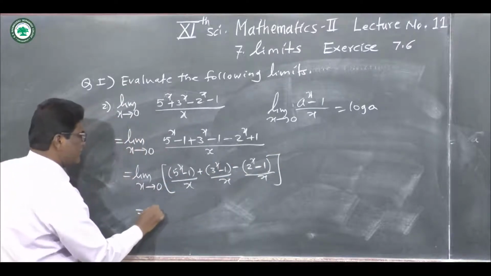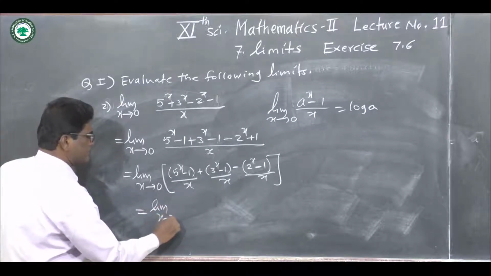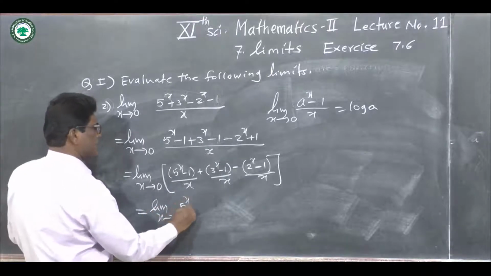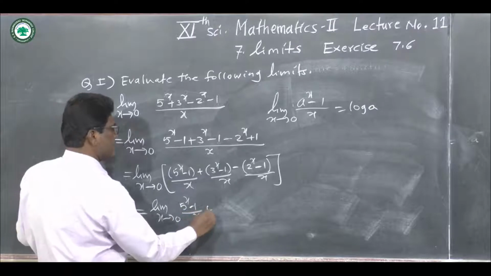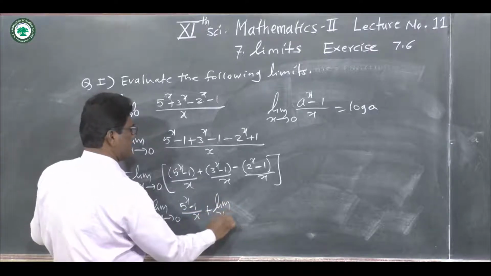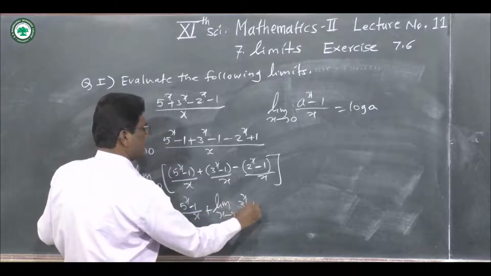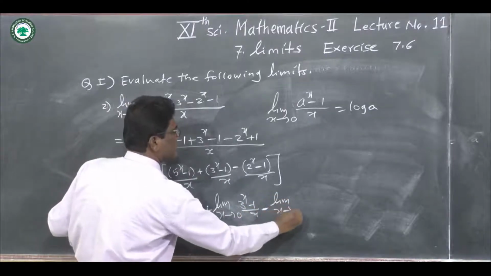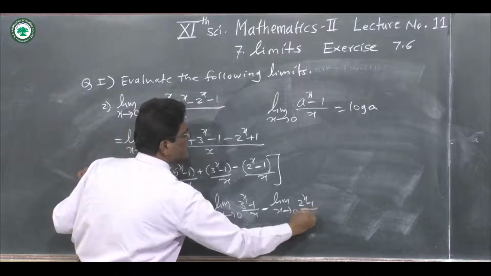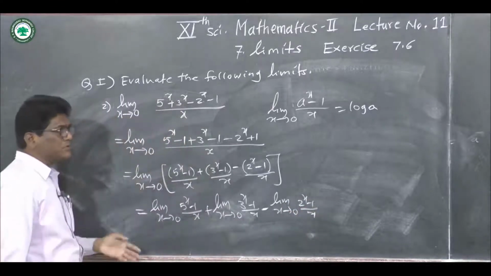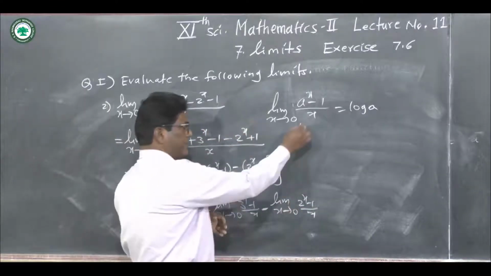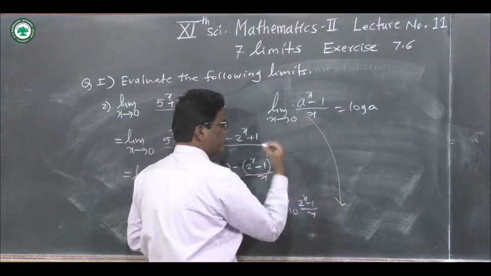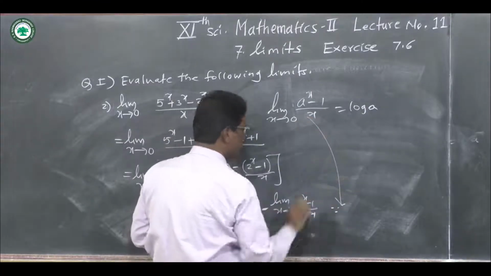So we get limit as x tends to 0, 5 to the power x -1 upon x, plus limit as x tends to 0, 3 to the power x -1 upon x, minus limit as x tends to 0, 2 to the power x -1 upon x. And now use the standard formula I have written here. Write this formula here.